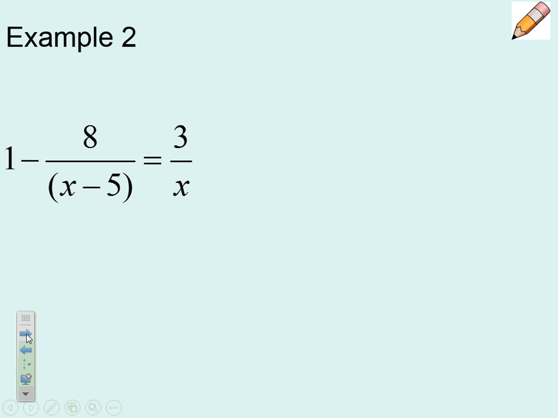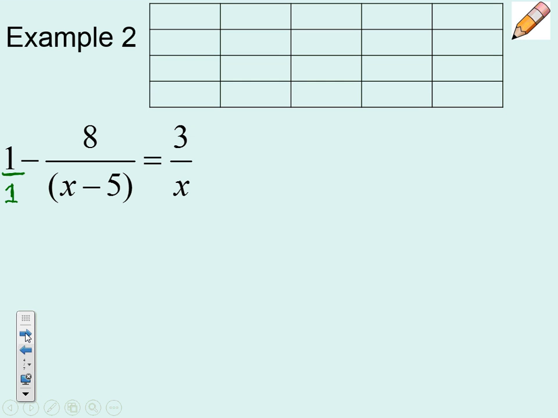First thing we do is we're going to look at all of our denominators. Our first number is just a 1. So in order to find a denominator, we're going to put 1 over 1. Okay? If I just give you a whole number, or if I don't give you a fraction, put it over 1. Plug this in. My first denominator is 1. My second denominator is x minus 5, and my third denominator is just x.